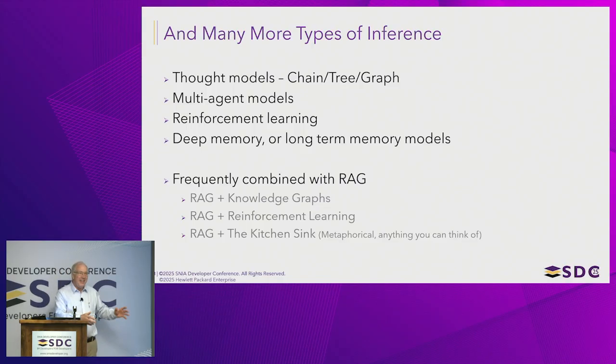I think it's interesting that every time I read about a new inference technique, two-thirds of the way through, or halfway through, I run into "and we're going to put RAG with it." So it's good to know about RAG because you use that technique with just about every kind of inference you can come up with. There's RAG plus knowledge graphs, RAG plus reinforcement learning. I threw in here RAG with the kitchen sink. For those of you in the US, the kitchen sink's a metaphor for everything you can think of. So it's good to understand the basic concepts of RAG, and then there's all kinds of other inference.